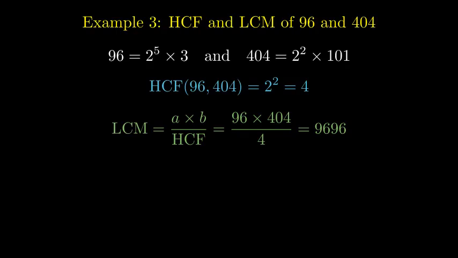For the LCM, we use the formula, LCM equals the product of both numbers, divided by their HCF. LCM equals 96 multiplied by 404, divided by 4. Calculating, 96 times 404 is 38,784, and dividing by 4 gives us 9696.